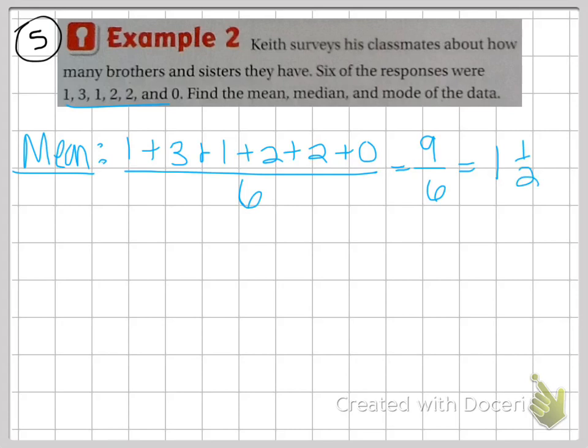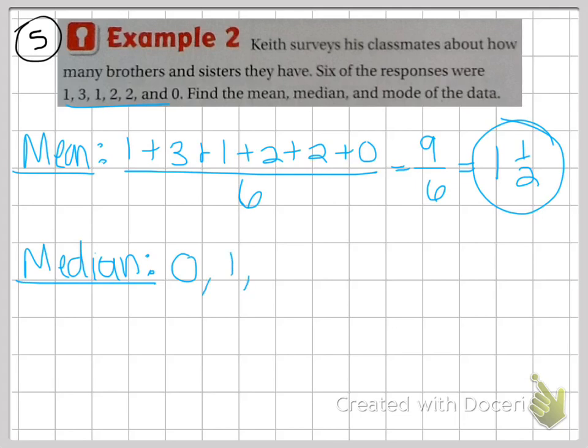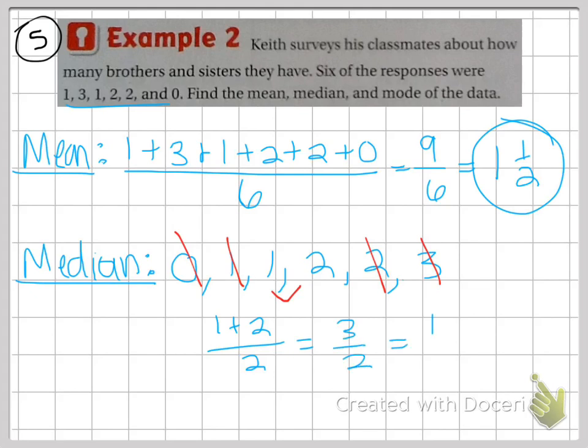So it does seem a little weird that you would have 1.5 siblings as our average, but that just tells us that between 1 and 2 is the average for this set of data. We have our median. So starting off with 0, 1, 1, 2, 2, and 3. Let's find that middle. And we need to find the average. So 1 plus 2 divided by 2 values, that's 3 over 2, which gives us 1.5 again as our median.